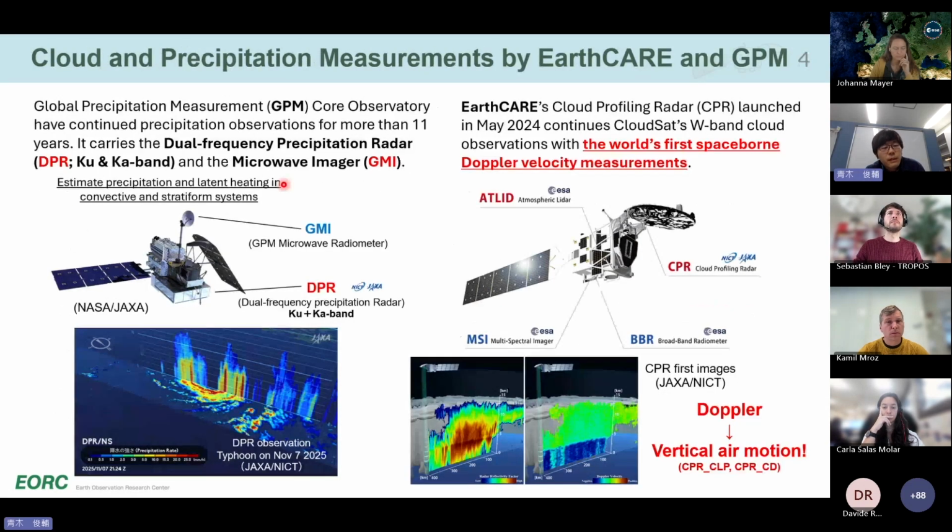So I'm using spaceborne radar measurements by GPM and EarthCARE. GPM carries the Dual-frequency Precipitation Radar, DPR, which has Ku and Ka band dual-frequency radar, and also the microwave imager GMI. This is an observation example of DPR, and it can measure the three-dimensional structure of precipitation. We also estimate latent heating in such systems.